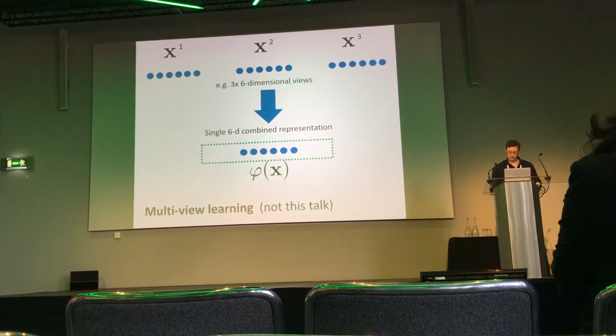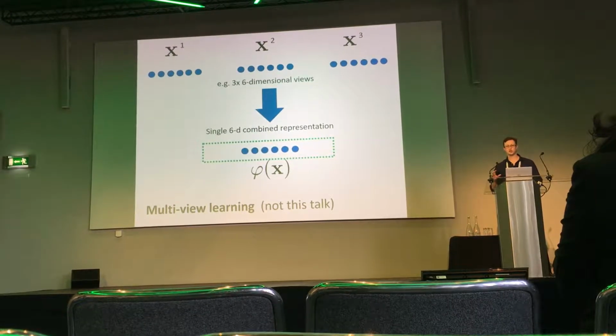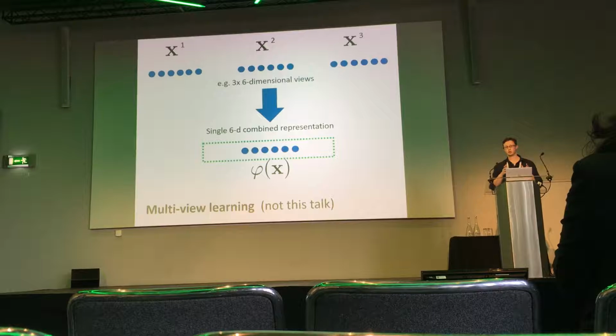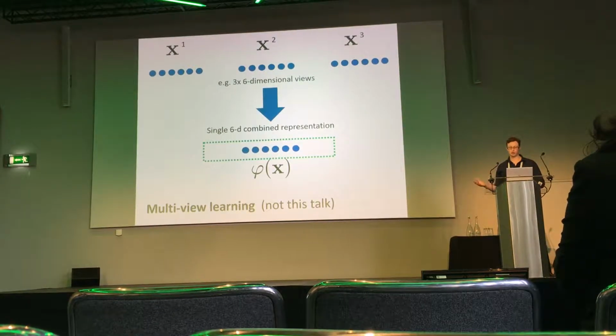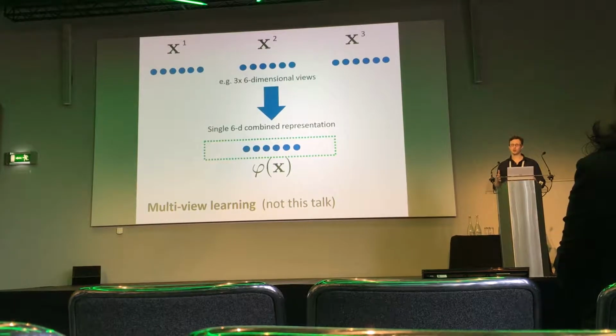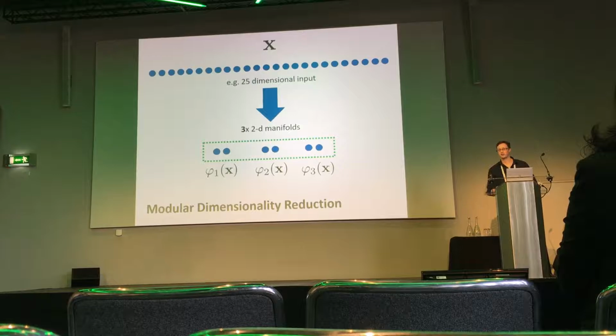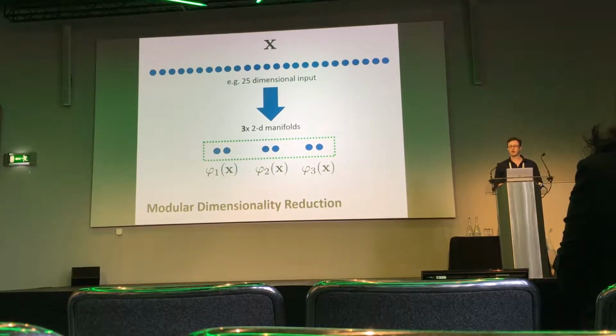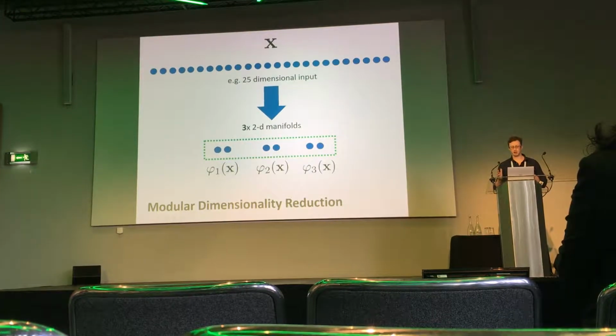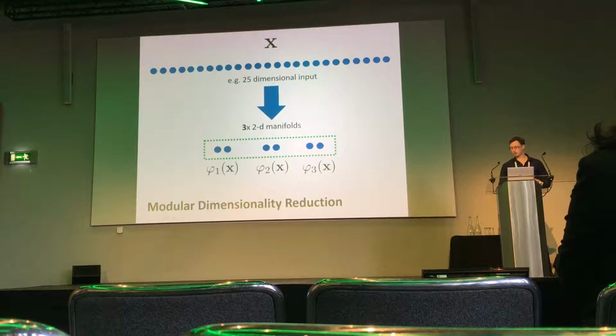I want to contrast this with multi-view learning. This is not multi-view learning, where you have multiple different views on your data set, say some coming from an image and some coming from audio, and you try and form one low-dimensional representation. What we're doing, in a sense, is the opposite. We have a single high-dimensional representation, and we're finding multiple low-dimensional representations which each perform well and can be used in parallel. So how do we go about doing this?